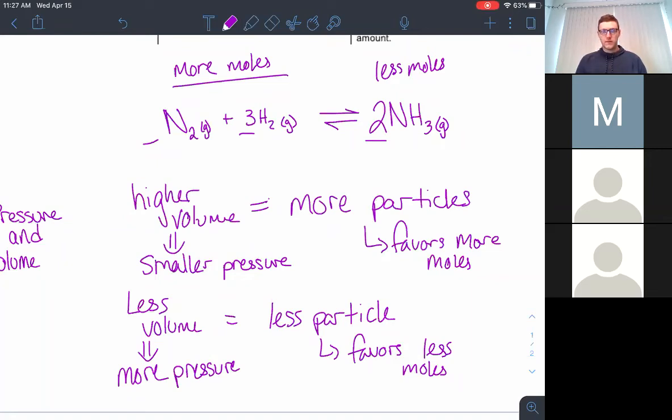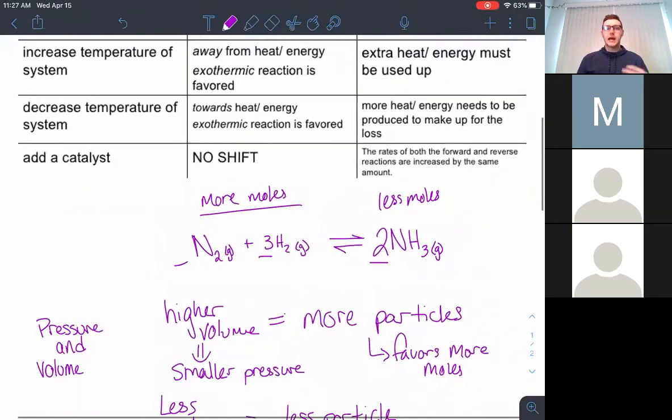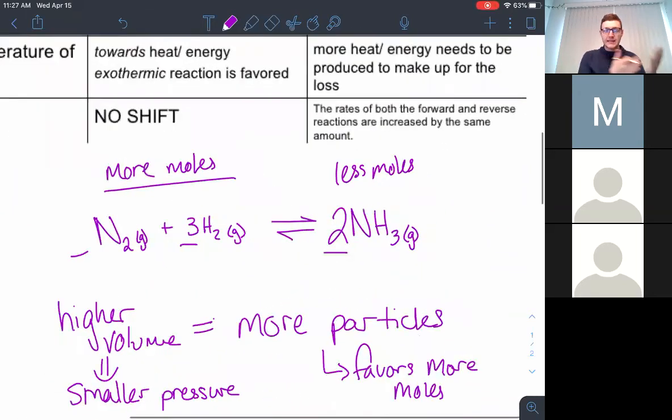Okay. The last couple things I talked about is temperature. Temperature is determined based on if it's an exothermic reaction or an endothermic reaction. So if it's an exothermic reaction, are we going to have heat on the reactant side or the product side? Is heat entering the system or is it exiting the system? It's exiting. Perfect.